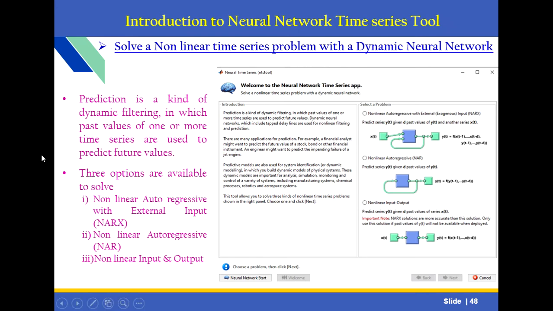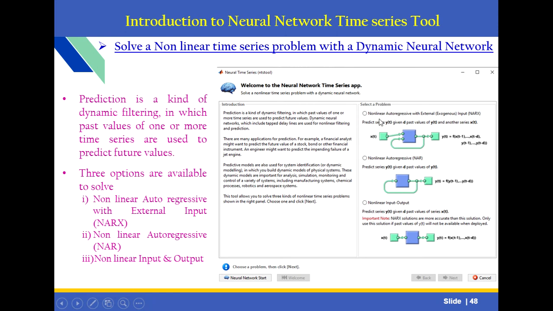Here we can see the three options. The predictive models are also used for system identification, in which you build dynamic models of physical systems. These dynamic models are important for analysis, simulation, monitoring and control of a variety of systems including manufacturing systems, chemical processes, robotics and aerospace systems. These tools allow us to solve the three kinds of problems we are going to see.